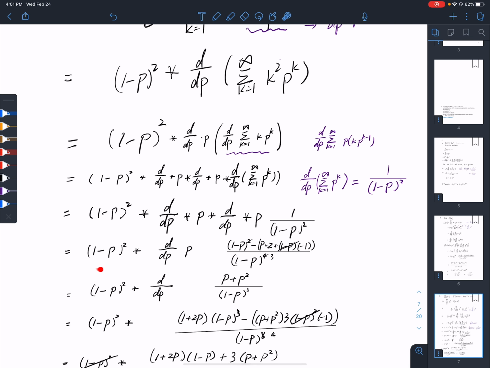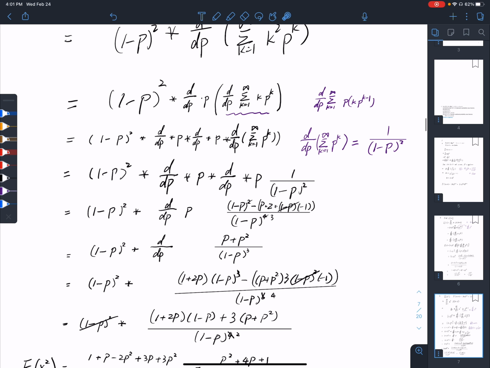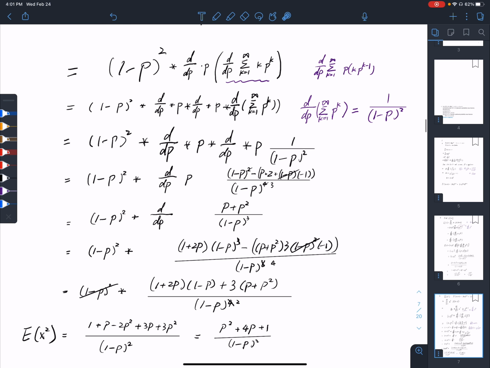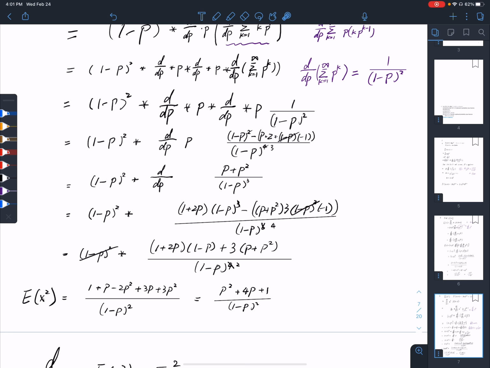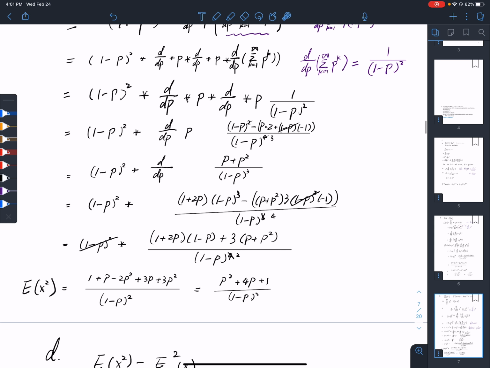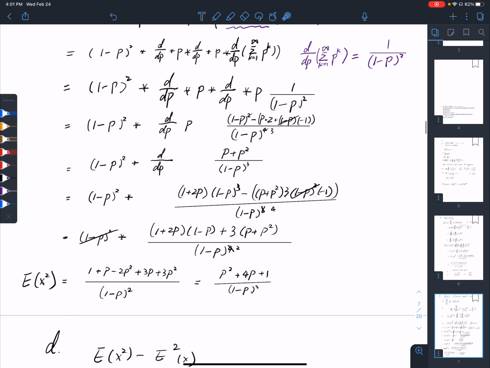So we need to do the division derivative twice, and after the derivative, we got this equation. And we can see it can be cancelled. It's (1 minus p) to power 6. It can be cancelled, and here is another cancel for (1 minus p) square. And finally, we got the expected value of x squared is equal to this equation, and after simplify is equal to (p squared plus 4p plus 1) over (1 minus p) to power 2.